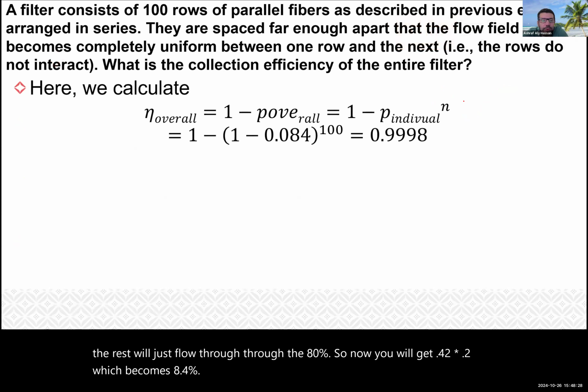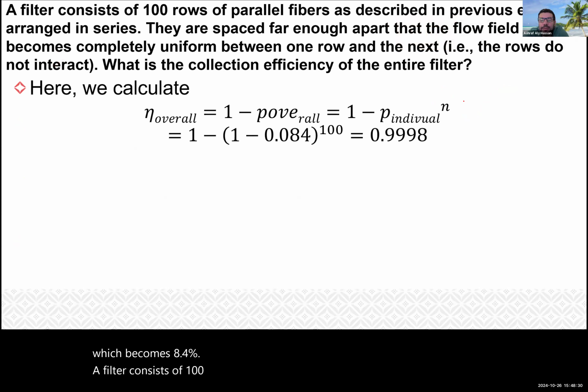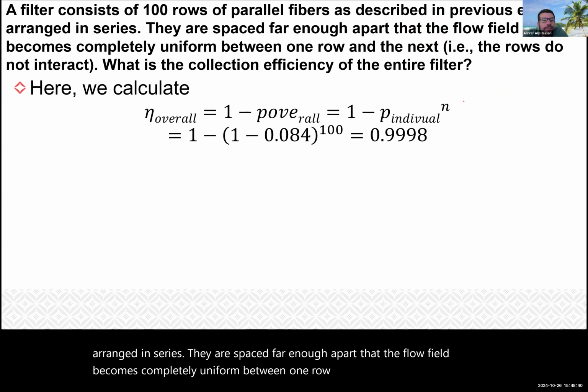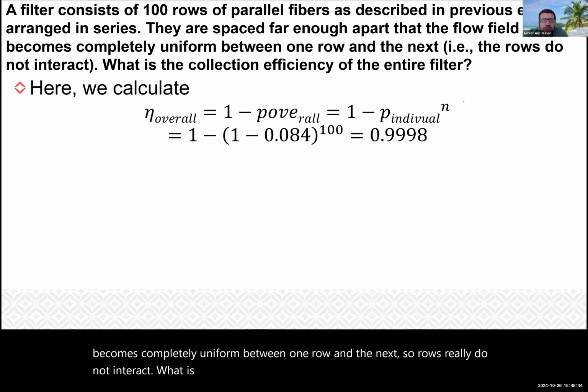A filter consists of 100 rows of parallel fibers, as described in the previous example, arranged in series. They are spaced far enough apart that the flow field becomes completely uniform between one row and the next. So rows really do not interact. What is the collection efficiency of the entire filter?